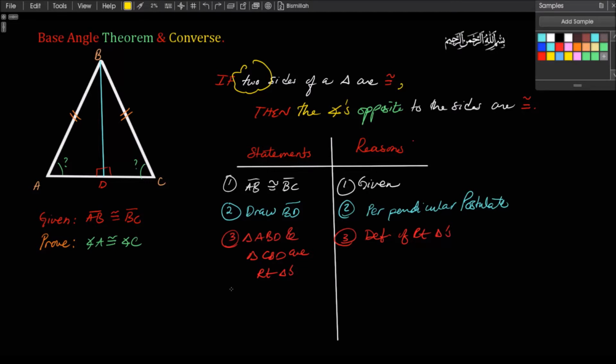Well, I'm thinking if I could prove these two triangles to be congruent, see? Then I could say angle A is congruent to angle C because corresponding parts of congruent triangles are congruent, CPCTC. My plan is I'm going to prove these triangles to be congruent. Then by CPCTC, angle A is going to be congruent to angle C. Alright, so how am I going to be able to prove these two triangles congruent?